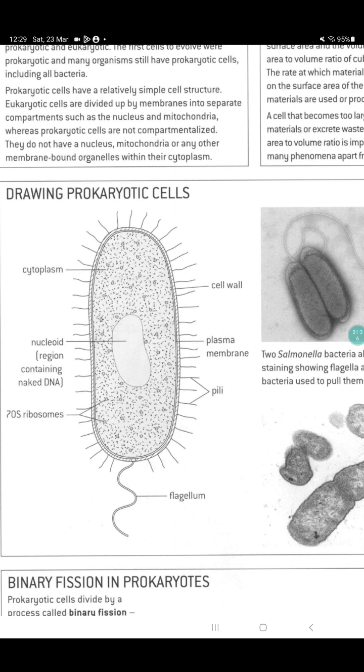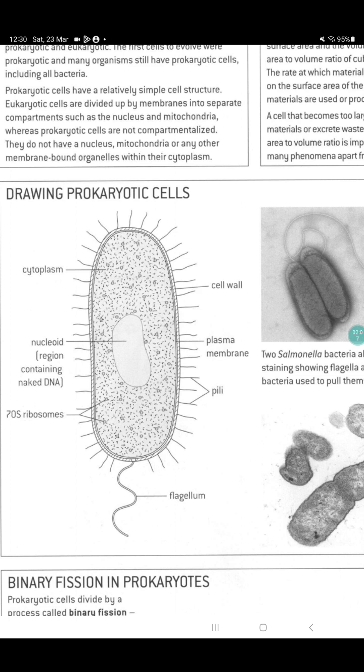External pili, or hair-like structures, are present and help in movement and attachment in some cases. The ribosome present is of the 70S type. There is also one flagellum in this diagram. The flagellum helps in mobility, whereas the pili also help in the reproductive part, which you will study in later units.